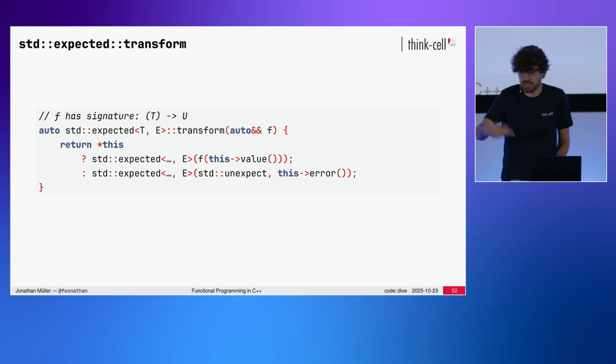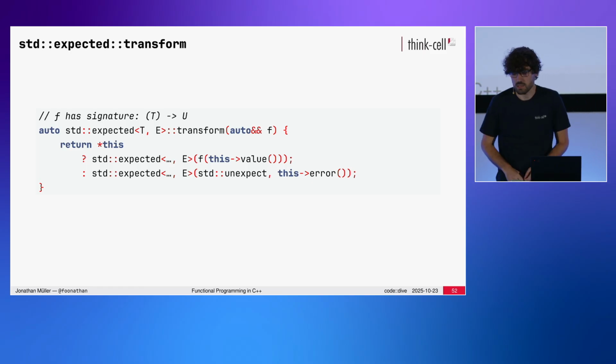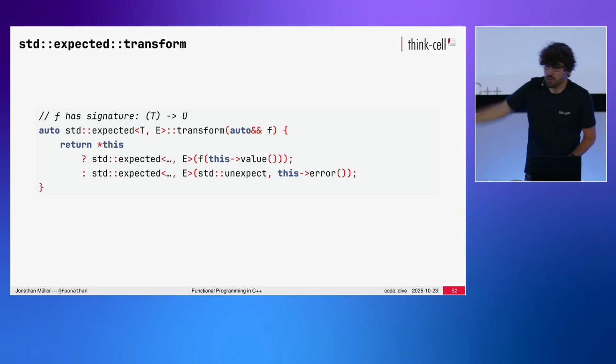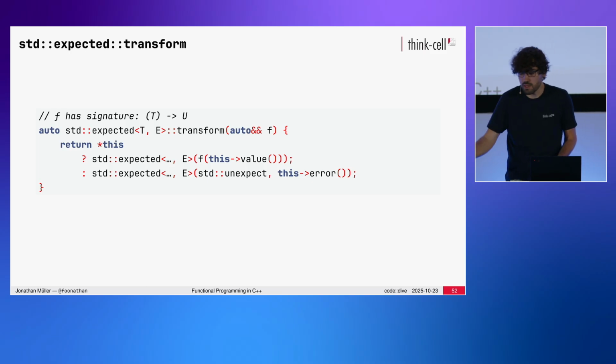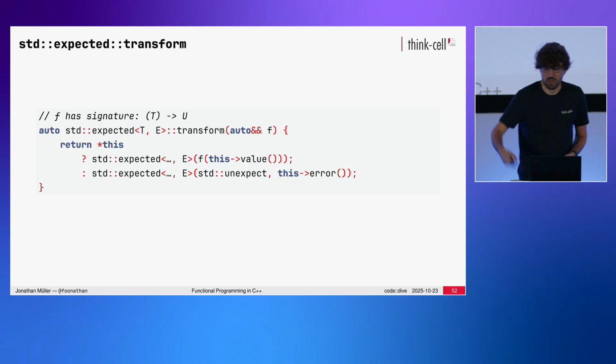So expected transform, same deal. It takes a function, it takes the T contained in the expected and returns a U. And we just need to use it with expected instead of optional. And in the case of an error, we just propagate the error through unchanged. So if the expected is in the error case, transform doesn't do anything. If it's not in the error case, we extract the value, pass it to the function, and store the result.